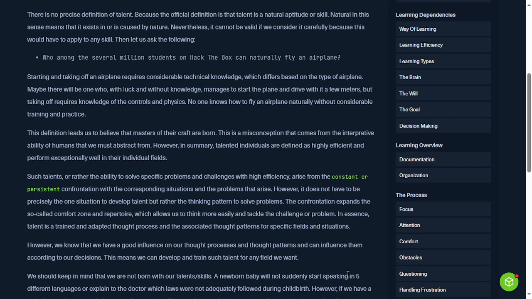There is no precise definition of talent, because the official definition is that talent is a natural aptitude or skill. Natural in this sense means that it exists in or is caused by nature. Nevertheless, it cannot be valid if we consider it carefully, because this would have to apply to any skill. Then let us ask the following. Who among the several million students of Hack the Box can naturally fly an airplane?